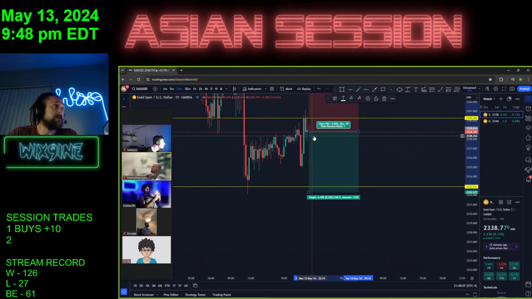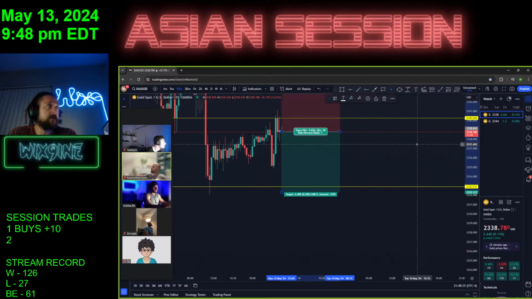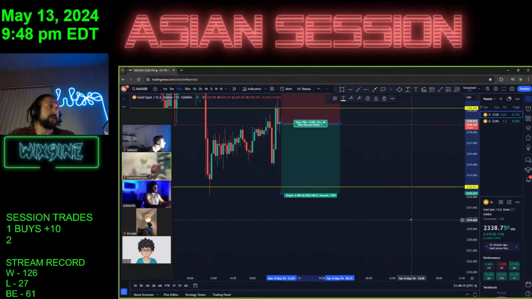I want to see if we can fill the previous wick low, because even if we do reject, I think that's a low that's got to be filled after creating a top wick first and closing below the range.